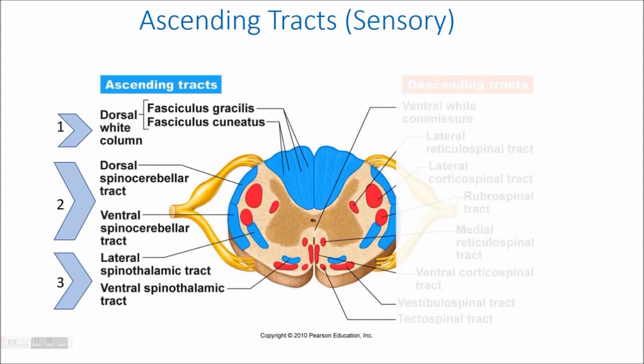So for the ascending tracts, we're looking at the blue colors here. There are three main ascending tracts that we will discuss: the dorsal white column, the spinocerebellar tracts, and the spinothalamic tracts. Now, this is where they are located in the spinal cord. Now, if you look at it, this is a mirror image, left and right. So whatever we find on the left side, we also find on the right side.